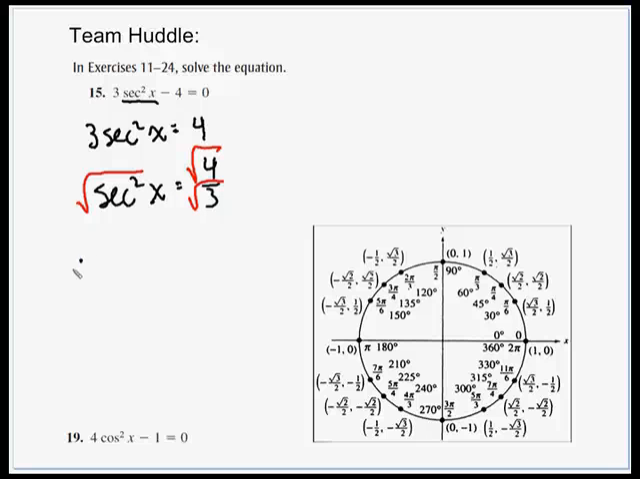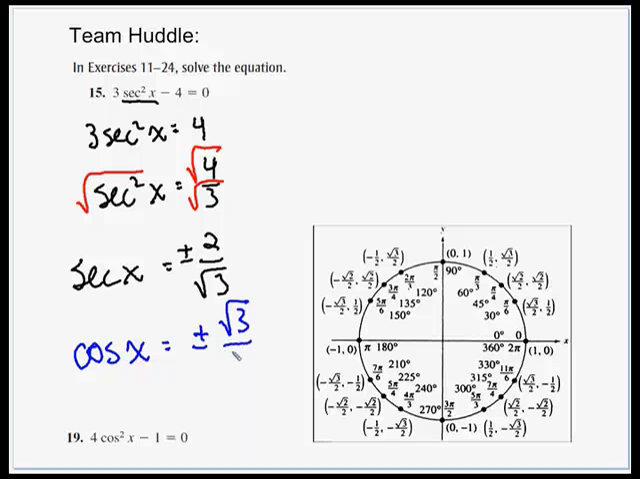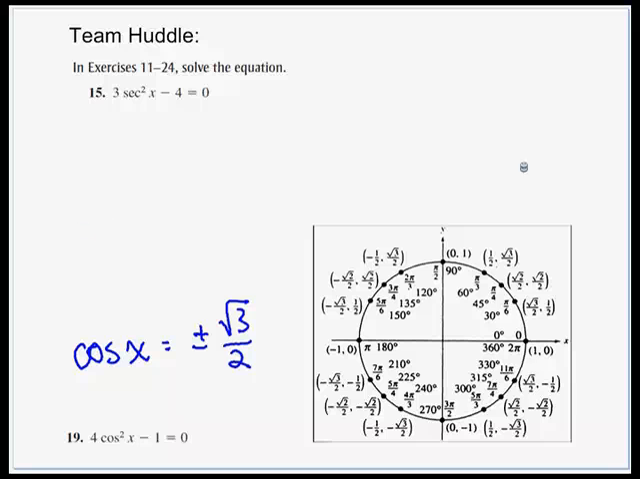And we come up with the secant of x equals the square root of 4 is 2, the square root of 3 will stay square root of 3, and we have plus or minus since we square rooted both sides. Now secant is not one of our coordinates on the unit circle, but we can flip it over. Remember, if we flip over secant, we get cosine. And when we flip over 2 over root 3, we get root 3 over 2, and now we don't have to worry about rationalizing a denominator anymore. So, and this is positive or negative.